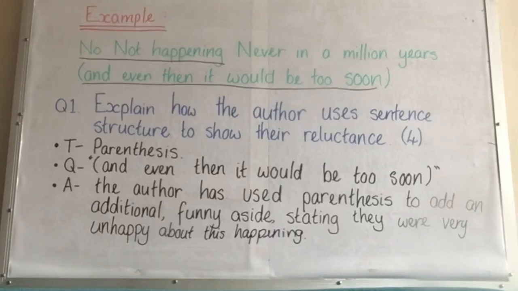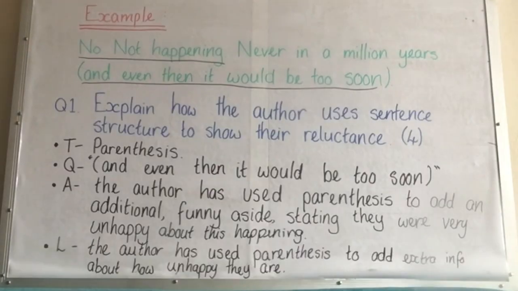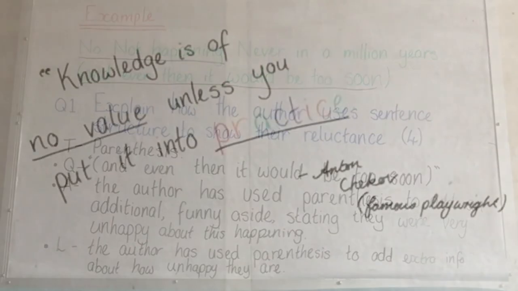Then we have to analyse. So that's why we go into detail and explain exactly why the author chose that. So they used parenthesis to add extra information about how little they wanted to do it, to add that little funny aside, to add a sense of humour and to really emphasise how much they didn't want to do it. Now, the answer that I'd written down I was not too happy about, so just to make sure that I definitely answered the question, I then went back and added in a link.